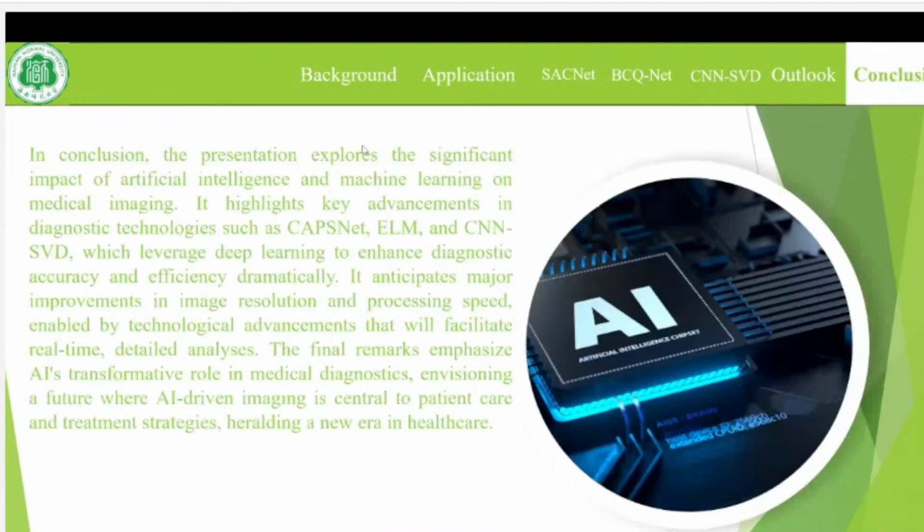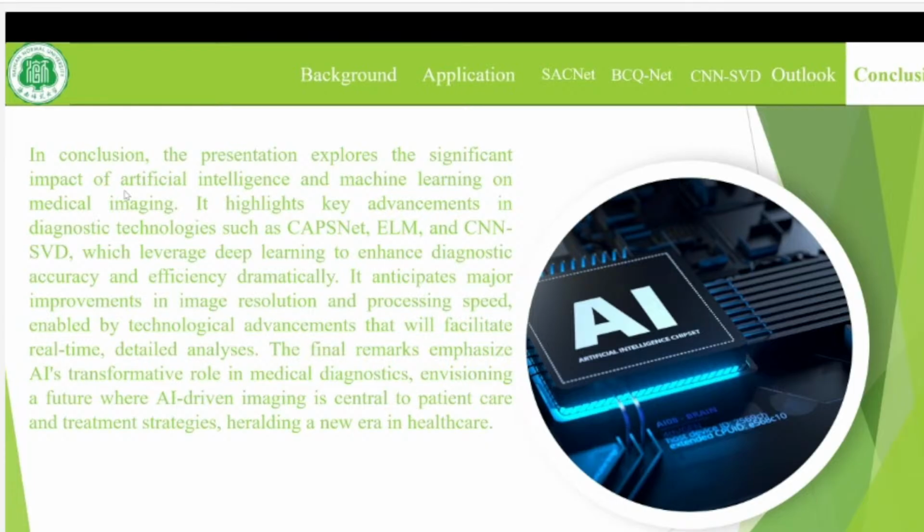And here, finally, is my conclusion. In conclusion, the presentation explored the significant impact of AI and machine learning on healthcare. We use different types of models, and also different optimization algorithms like the GWO, Grey Wolf Optimizer, to enhance the performance of the classifier by optimizing its hyperparameter tuning. And also we detect different diseases like breast cancer and diabetic retinopathy.